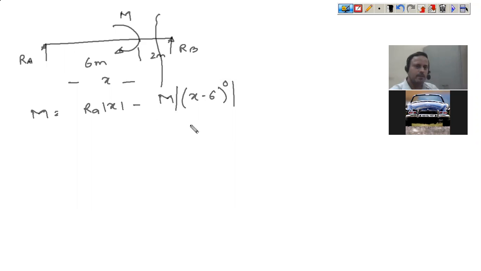So for a constant moment, this is the method by which we represent it. This is written as x minus 6 to the power 0. Okay. And if you integrate it, let us say we equate this to EI d2y by dx2 is equal to M, integrating twice.